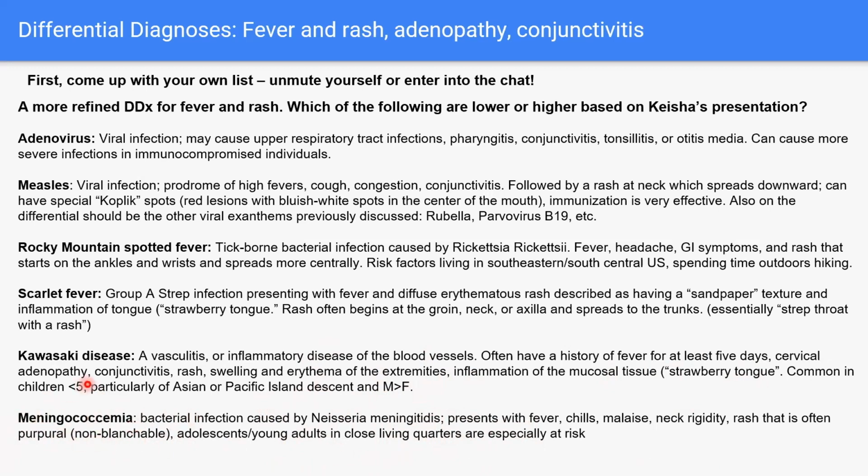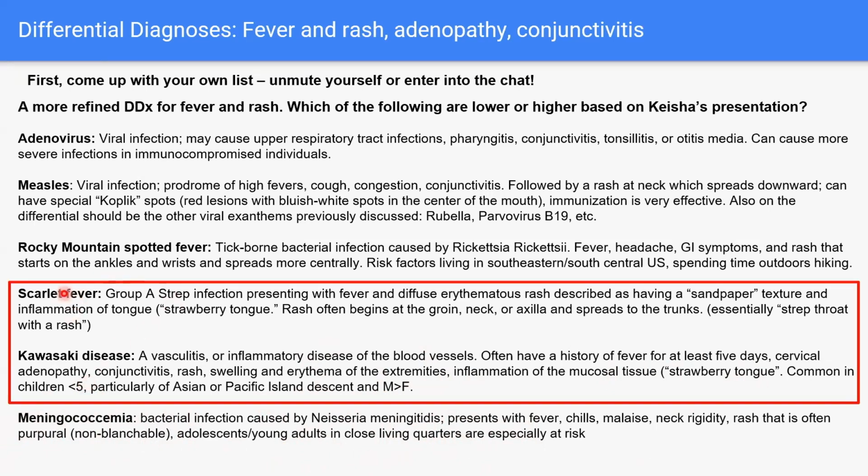Okay, so we've already kind of talked about why we think these are probably at the top of the differential. Does anybody have one that they're thinking more so over the other, and why or why not? KD, yeah, and so why are you thinking KD over the scarlet fever, perhaps?